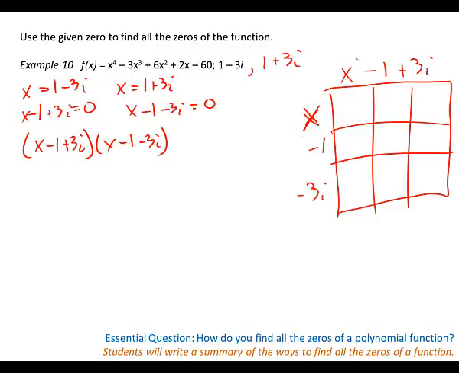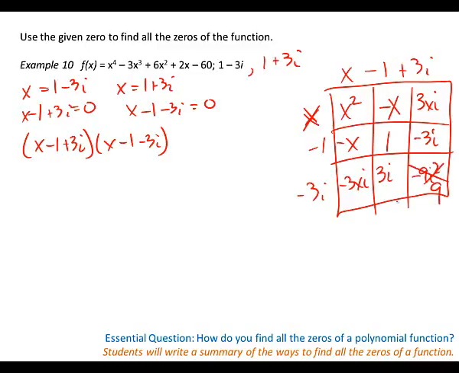So, all right. So x times x is what? X squared. Good. X times negative 1. Negative x. X times 3i. 3xi. Good. Negative 1 times x. Negative x. Good. Negative 1 times negative 1. 1. Negative 1 times 3i. Negative 3i. X times negative 3i. Negative 3xi. Negative 3i times negative 1. 3i. And negative 3i times 3i. Negative 9 i squared. Better known as 9.